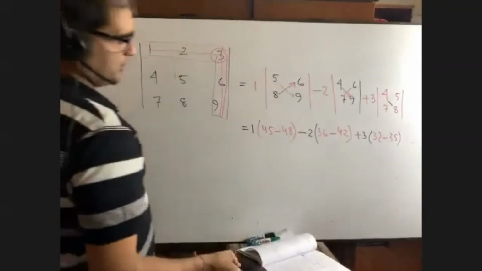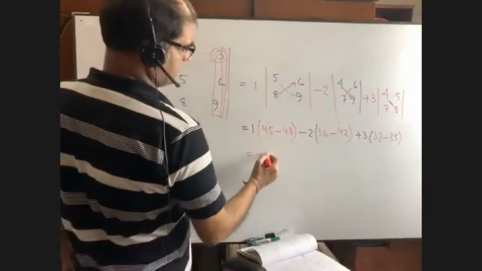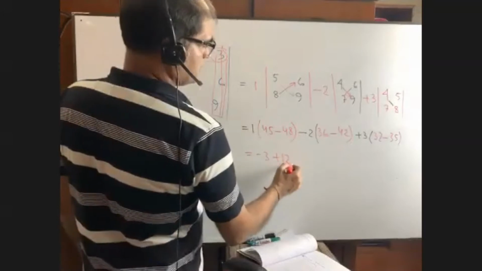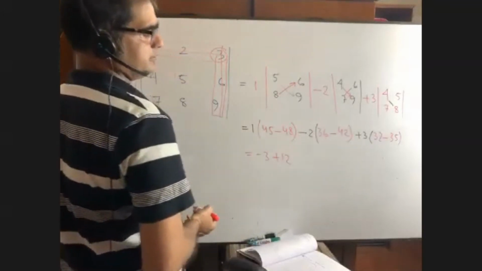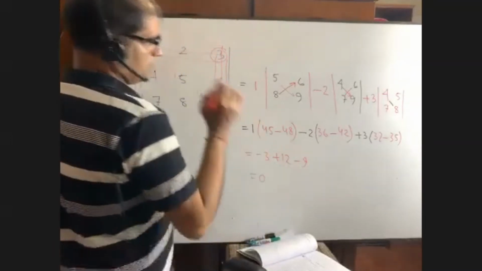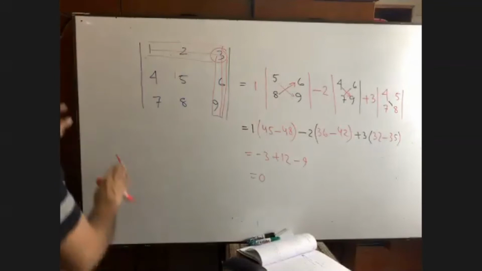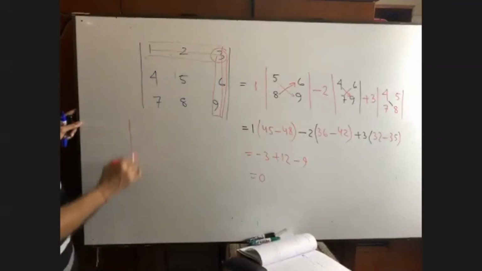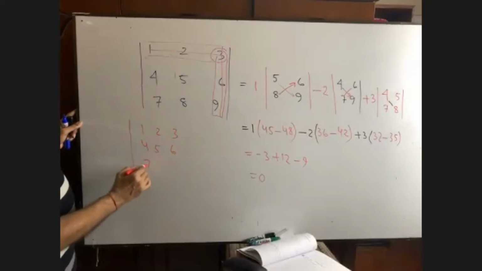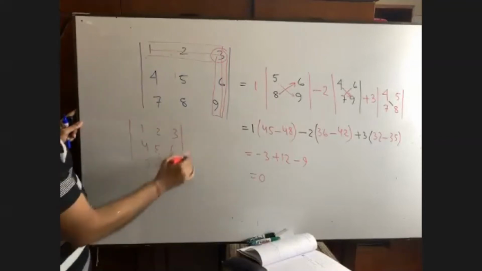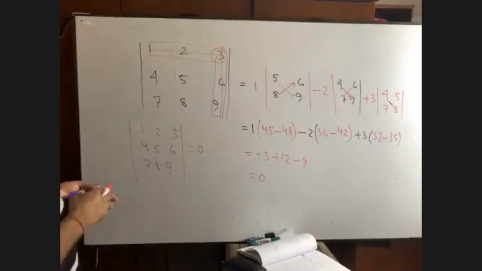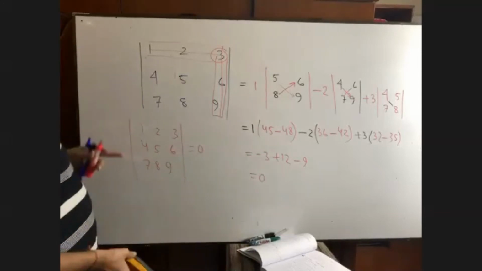Now, can you please calculate its value? This is minus 3. This is plus 12. And this is minus 9, equal to 0. That is also a formula. You can get a formula that 1, 2, 3, 4, 5, 6, 7, 8, 9 equals 0. It is also a formula. Okay, have you got me?